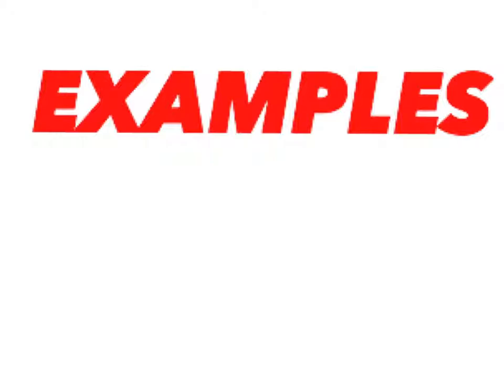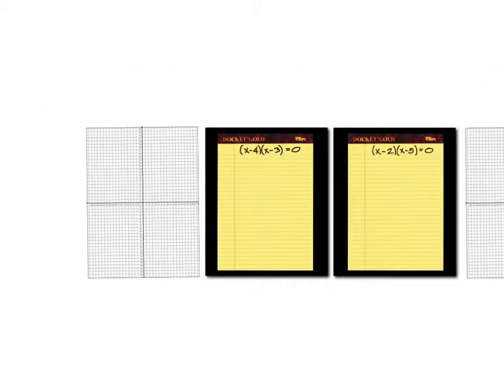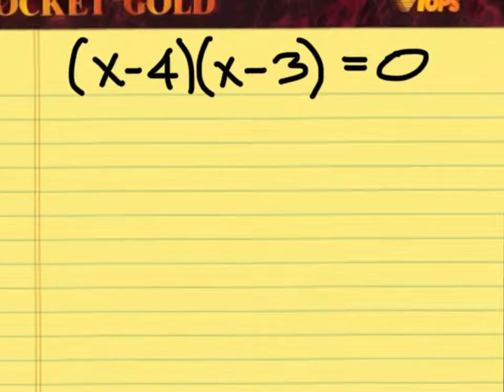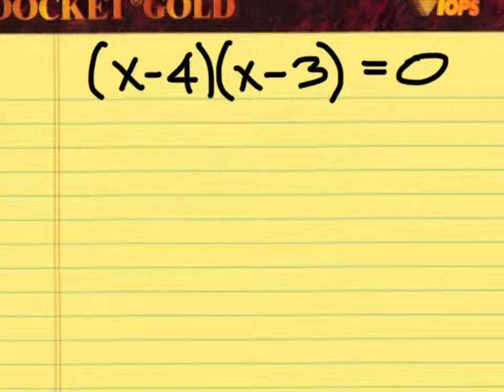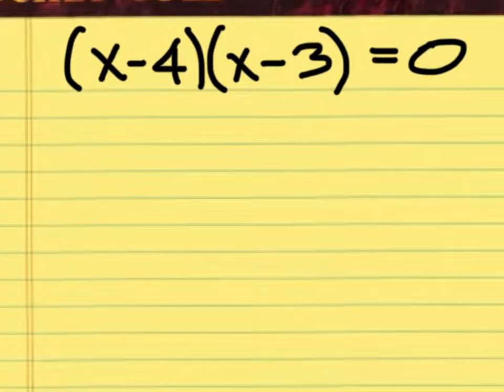Here's an example. There is a factored form of a quadratic equation. If you want it in the form that you've done for the last 2 weeks, you would multiply x times x to get x squared, x times a -3, -4 times x, simplify those, and then -4 times -3. But you must be able to graph this from a factored form.